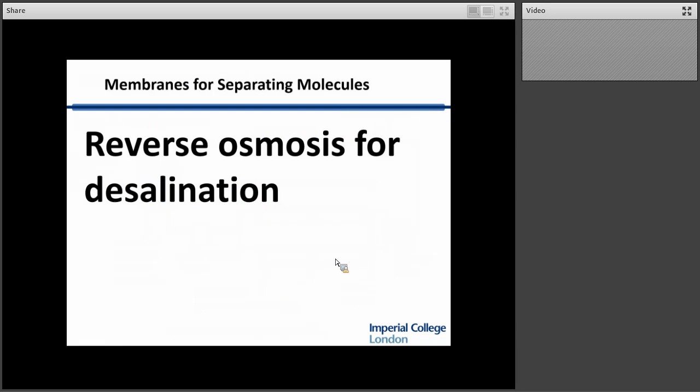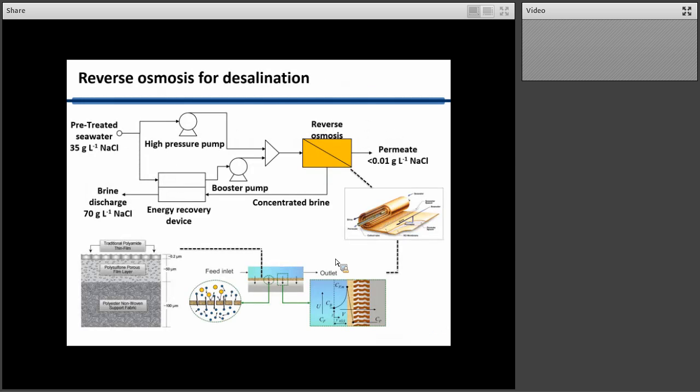So that's a bit about membranes and membrane modules, and what I want to do now is to touch on the first application I want to mention, which is reverse osmosis, the desalination. So in reverse osmosis, what we're doing is taking a salty water and we're applying pressure to it and contacting it with a membrane so that the water will pass through the membrane and the salt is held back by the membrane.